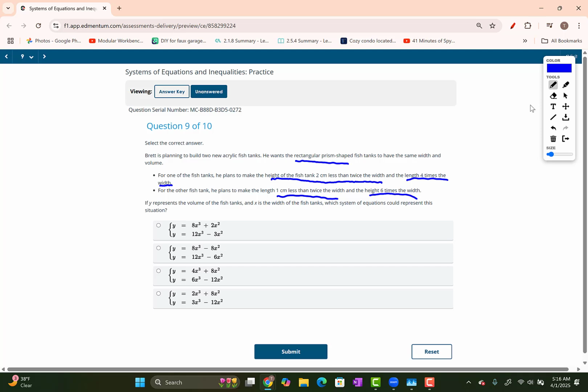If y represents the volume of the fish tank and x is the width of the fish tanks, which system of equations could represent this situation?